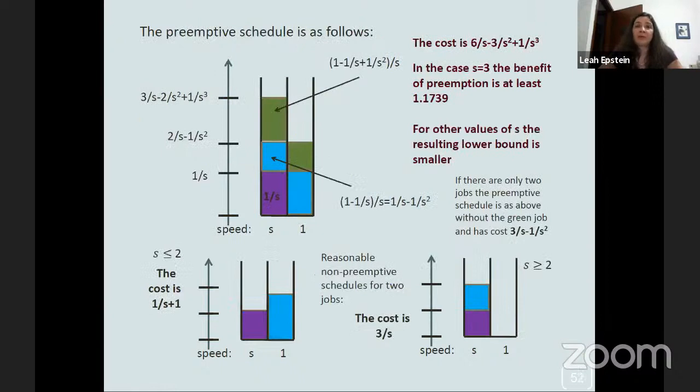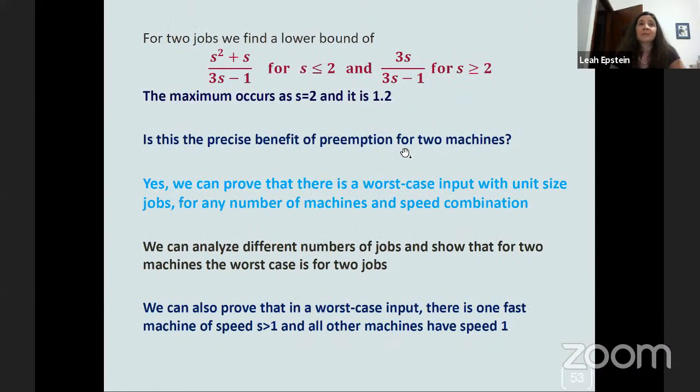But if preemption is allowed, then you still have an algorithm, but it already becomes ugly. I'm not going to read out loud all the formulas depending on S. But still, two machines are typically manageable. And it turns out that the worst case example is actually just with two jobs. So the tight bound for two machines is based on the speed ratio 2 and two jobs of size 1.